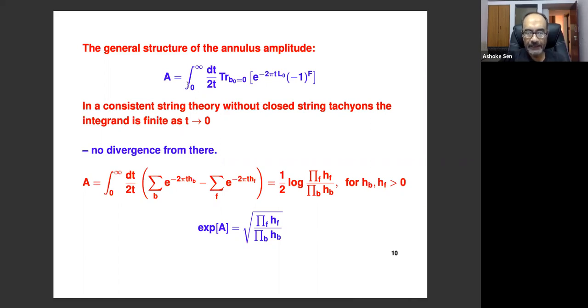Because of this, we can just put an arbitrary cutoff epsilon here and do this integral. And assuming that the h_B and h_F are positive, of course this is not going to be true, but let's suppose that h_B and h_F are positive, then this integral is perfectly well defined. We can do this integral, and this is the answer that you get. And so the exponential of the annulus amplitude is given by this expression over here. We'll now analyze this a little more carefully.